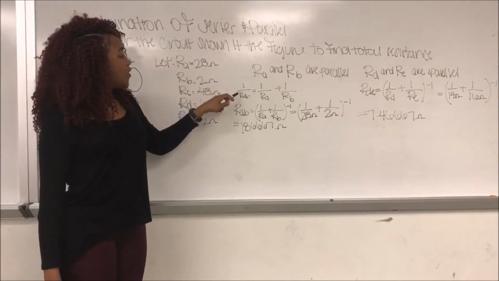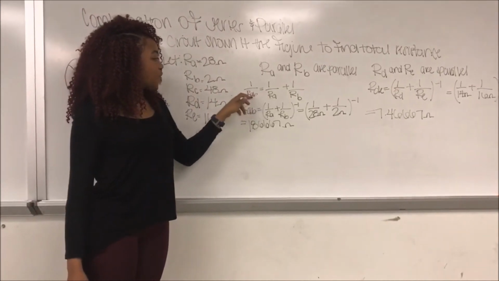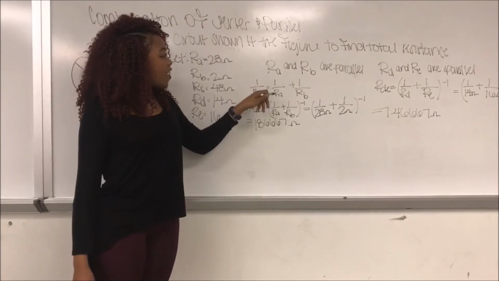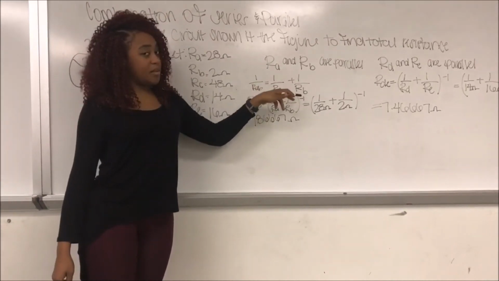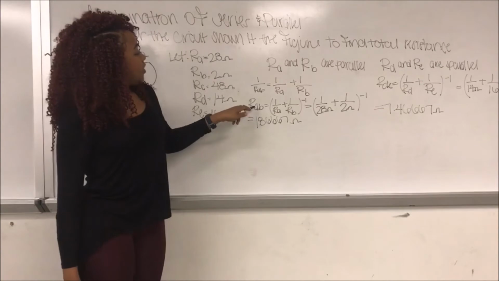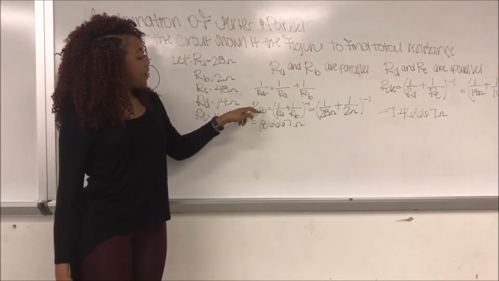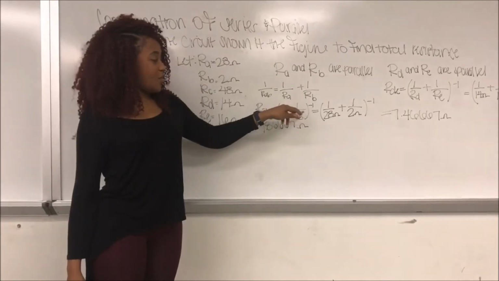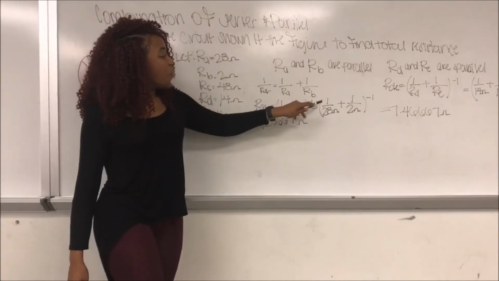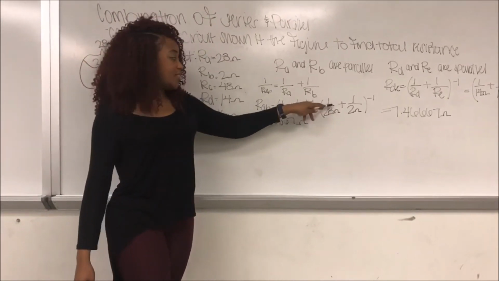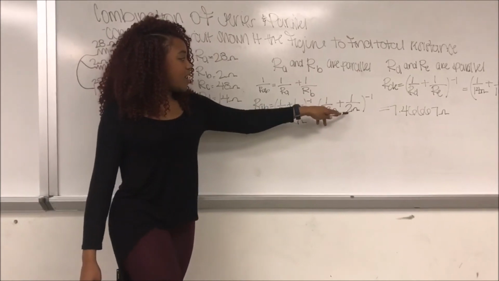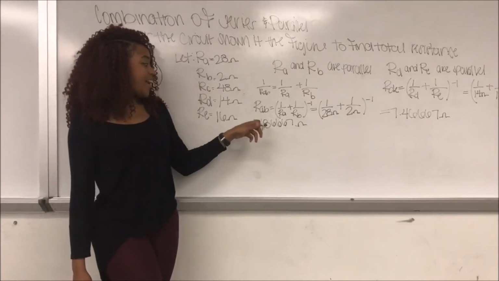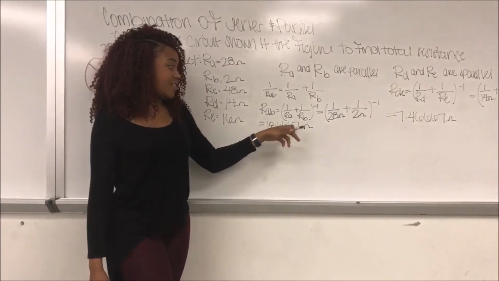We have 1 over the total RAB equal to 1 over RA plus 1 over RB. Down here we have the same thing with the reciprocal, which is going to equal 1 over 28 ohms plus 1 over 2 ohms. The reciprocal is going to give us 1.8667 ohms.